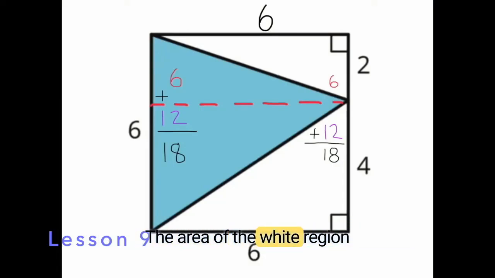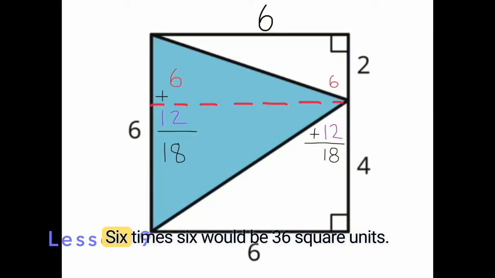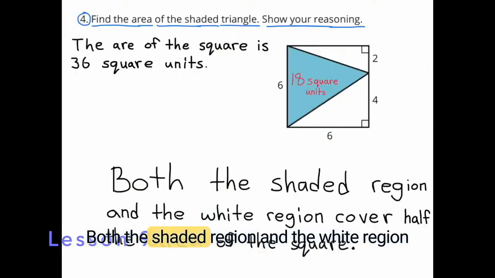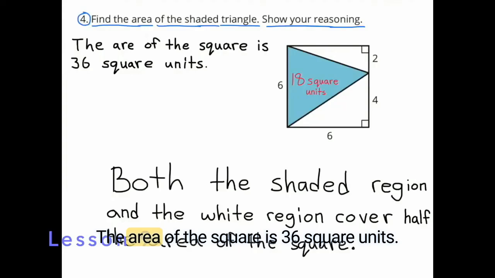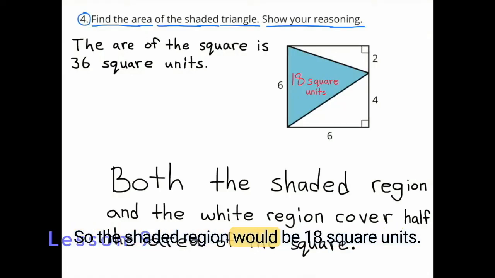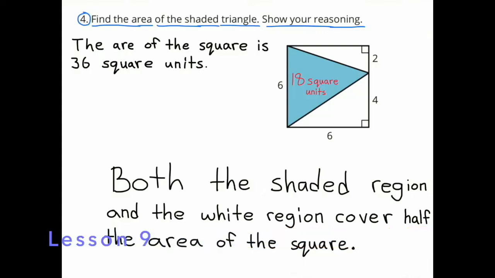The area of the white region would also be 18 square units. 18 plus 18 is 36 square units, which is the area of the entire square. 6 times 6 would be 36 square units. Both the shaded region and the white region cover half the area of the square. The area of the square is 36 square units, so the shaded region would be 18 square units, because 18 square units is half of 36 square units.